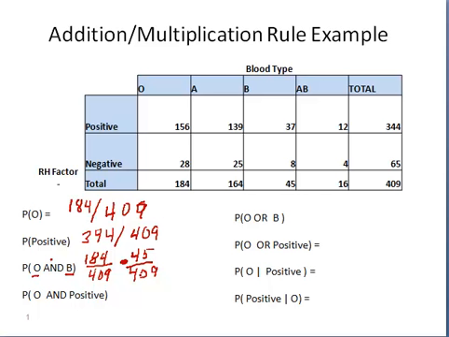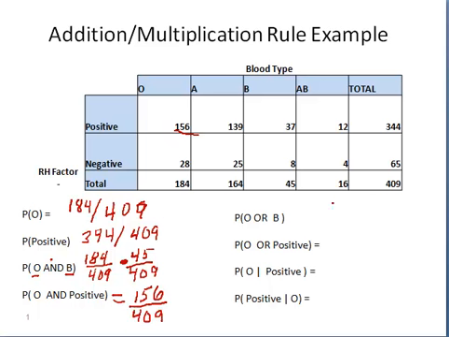Remember, that's a sequence. Now, if I take O and positive, in this particular case, I'm looking for a person who's O and a person who's positive. Well, that's also multiplication. It's the probability of an O and the probability of positive given an O. Well, in the table, though, that's pretty much done for us, because the probability of O and positive is limited to 156 people. So the calculation has basically been done for us in the table, out of 409.